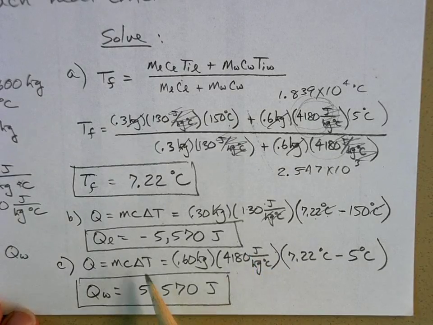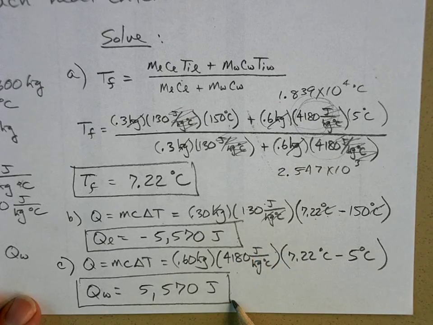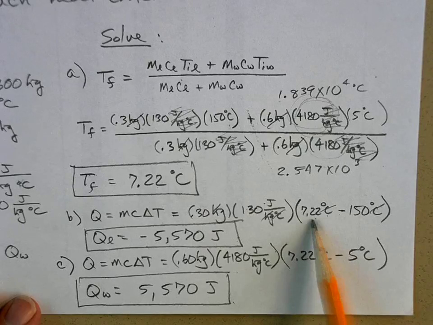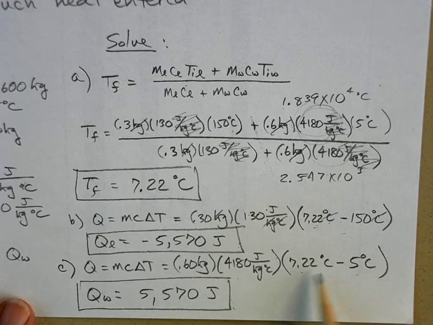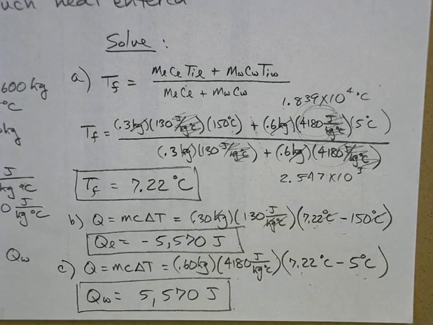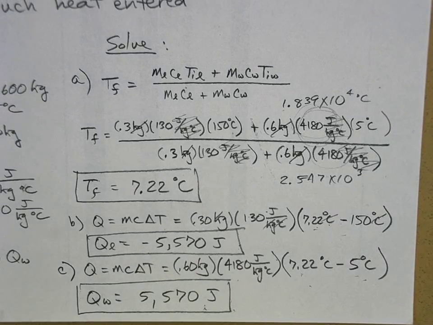I guess the heat that left the lead is equal to the heat that was gained by the water. If it comes out negative, that means we dropped in temperature, which means we released heat. If delta T is positive, that means it got warmer. That means it had to absorb heat. It gained heat or thermal energy, and that's how much thermal energy it gained. It makes sense.